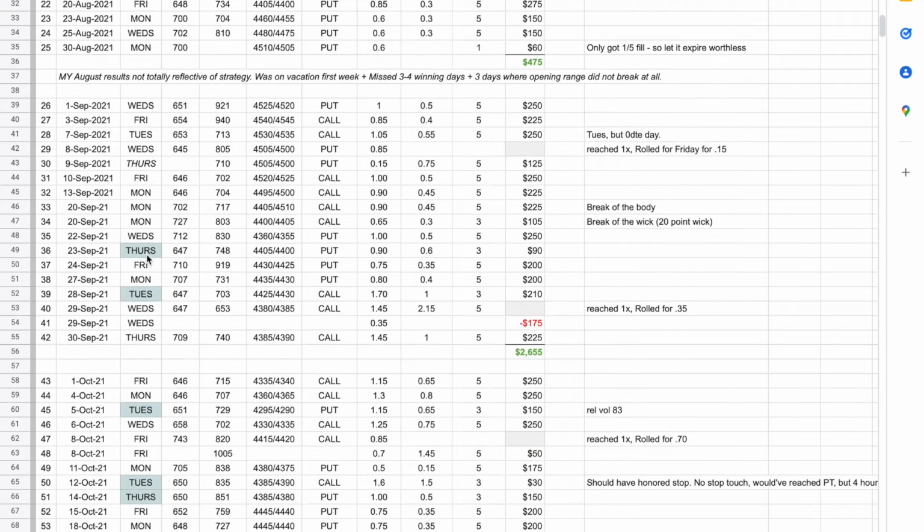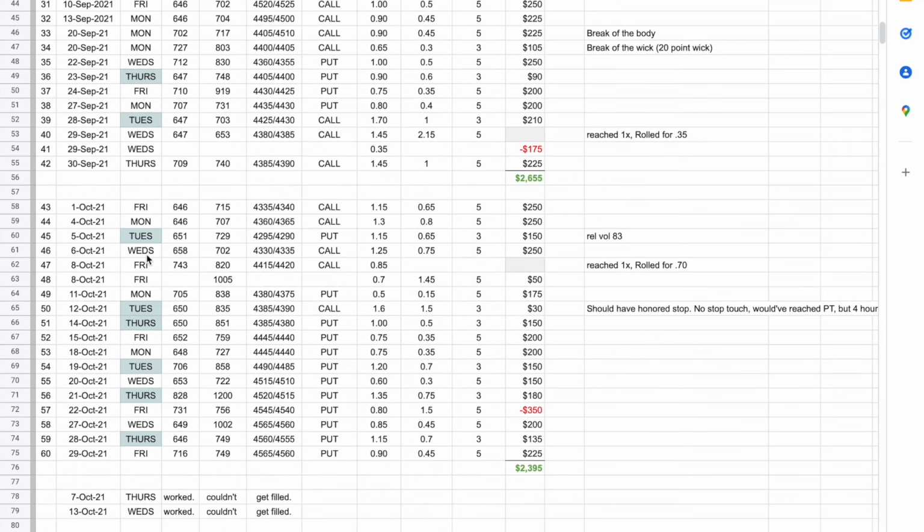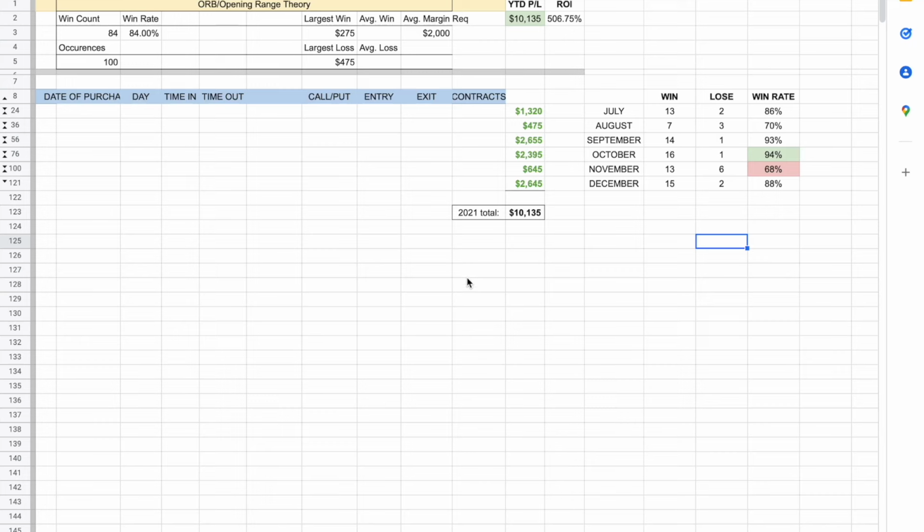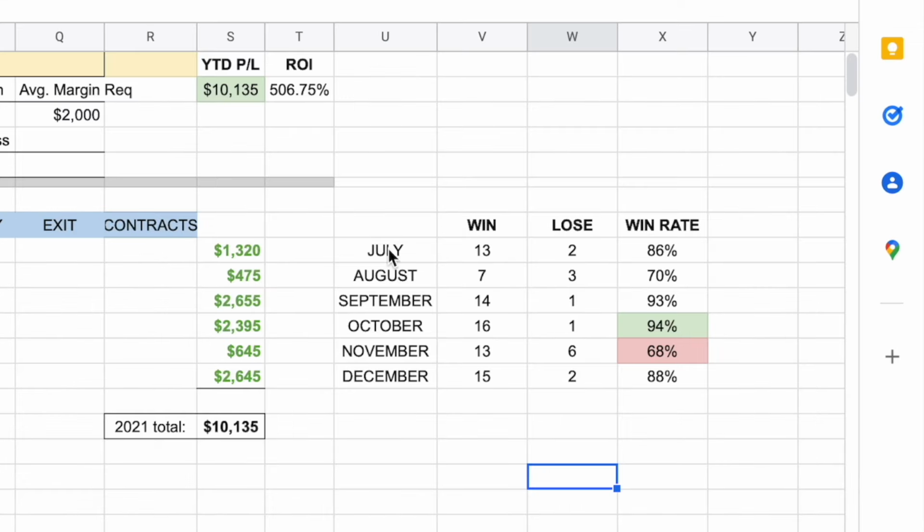Sometimes I find this stuff so boring, so I tried to just recap the days based on P&L. So July, there's my P&L, etc. And my best month, I guess, according to my win rate, was October. My worst month was in November.